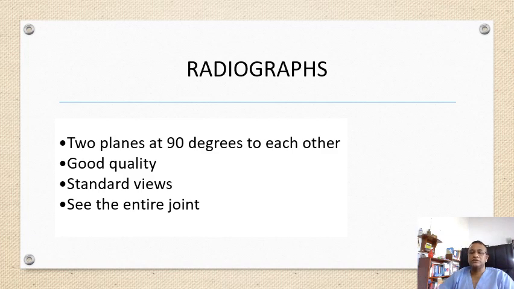So you initially order standard views, then if you can't appreciate anything, you have to decide on further imaging. And these x-rays should be well focused. The entire joint should be seen. So once you order an x-ray, when you hand over the patient with the request form to the radiology department, you have to mention that you want to see this joint clearly.